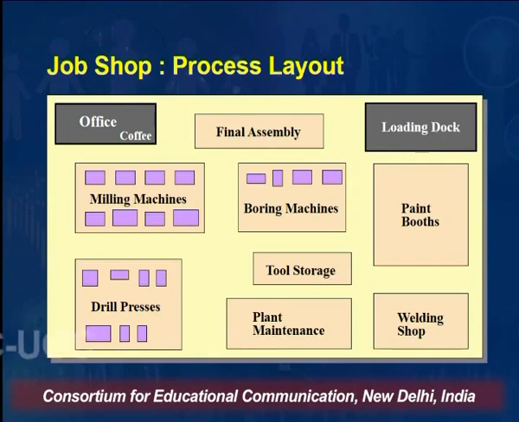Whatever material you want to make, it can go through different paths, and then there is a final assembly. So therefore, there is no set route for the material. You can make all kinds of material over there because you have got different departments. So machines are arranged as per their specialization. So similar machines are grouped together.